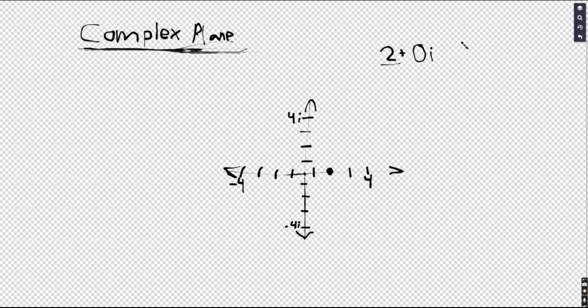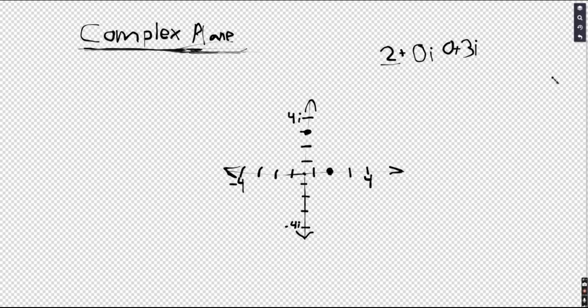Now let's do another number. How about 3i? Well, 3i can also be written as 0 plus 3i. So where does that go? It's going to be 0 on the real axis, and it's going to be on 3i of the imaginary axis, so right there.